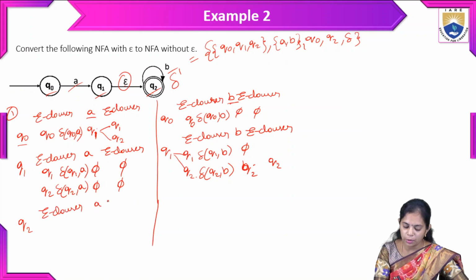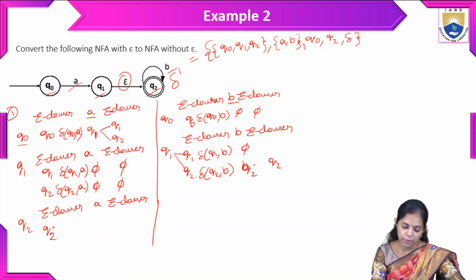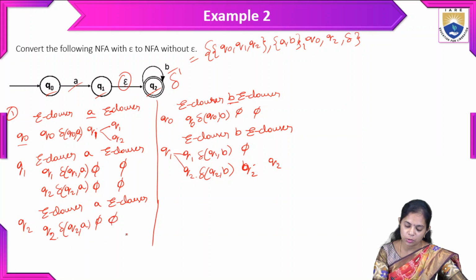with the A input, epsilon closure. And here the transition of Q2. So what is the epsilon closure of Q2? There is no other epsilon move, so it has only itself. So transition of Q2 comma A input: Q2 comma A is phi, and the epsilon closure of phi is also phi.